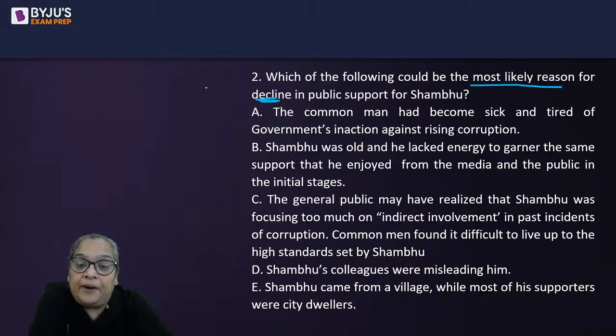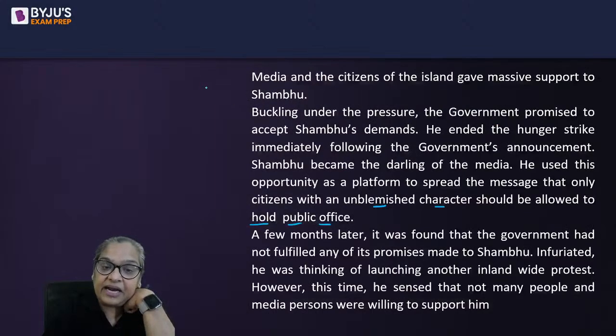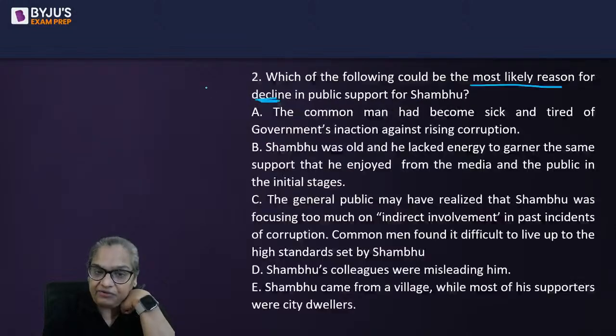So now, why did they not support Shambhu the second time round? The common man had become sick and tired of the government's inaction against rising corruption. Shambhu was old, he lacked energy to garner the same support that he enjoyed from the media and the public in the initial stages. Initial stages is only 6 months later, right? A few months later. So he didn't grow old in that few months, did he?